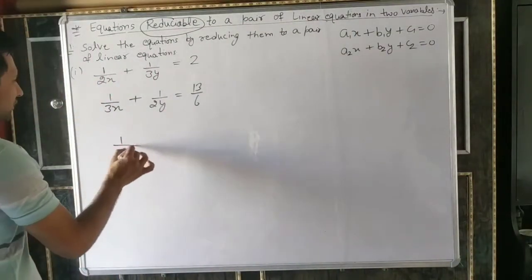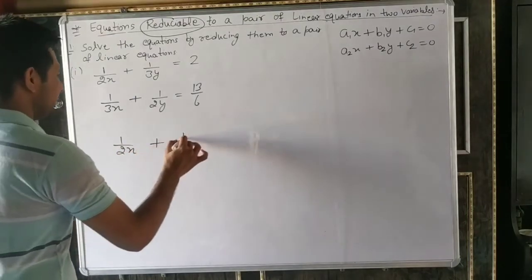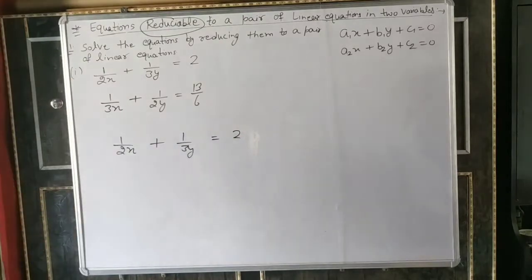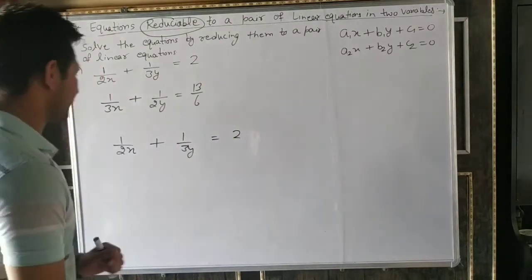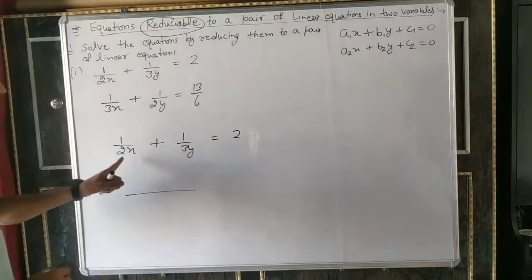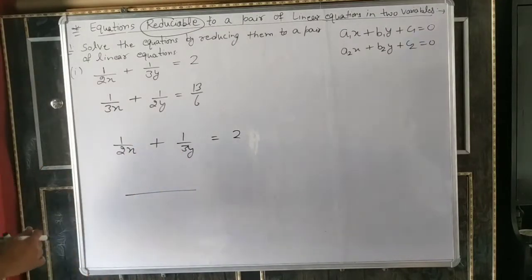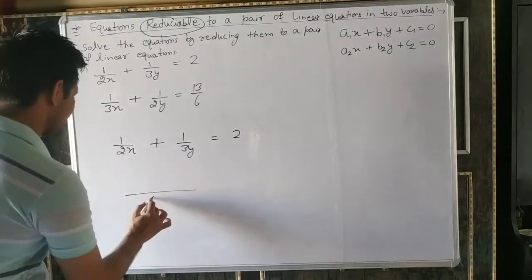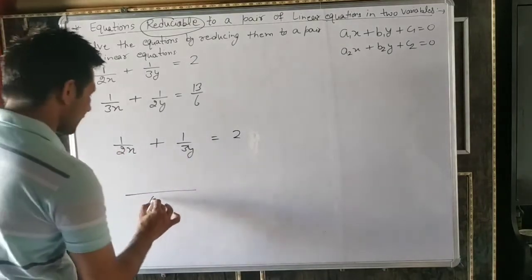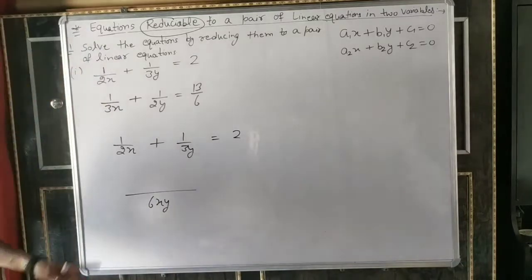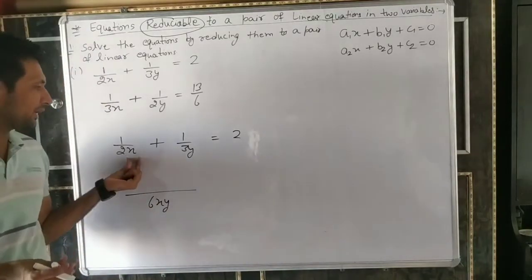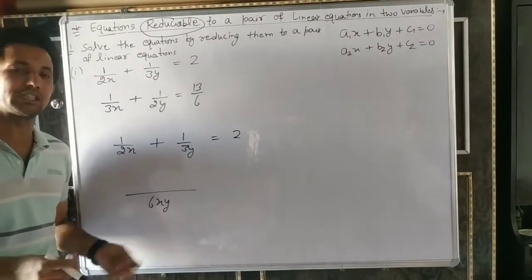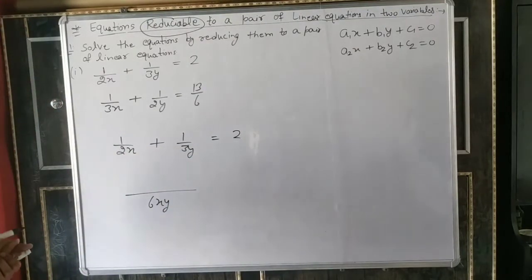Suppose it is 1 upon 2x plus 1 upon 3y equal to 2. These are two fractions, and how can we solve them? Taking LCM. LCM of 2x and 3y, how much? There is nothing common, so 2 into 3, 6, and x into y, xy. So the LCM is 6xy.